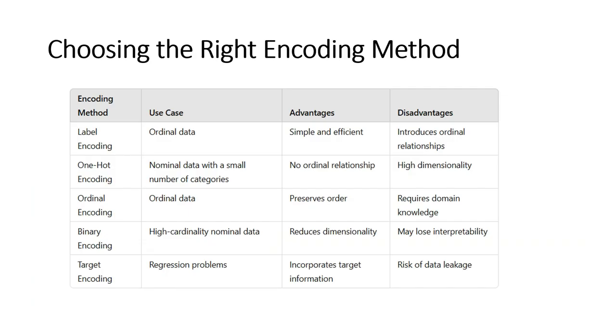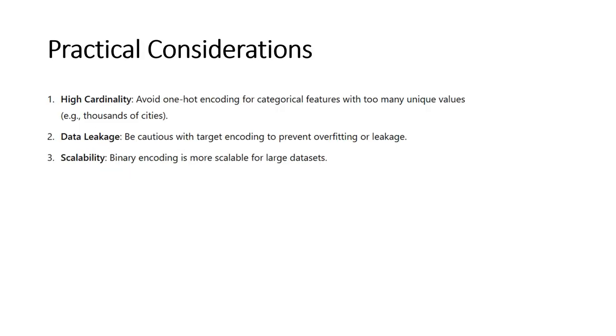After watching this, you have now learned all the encoding techniques practically and theoretically. So how can you choose the right encoding method? Just pause the video and read the slide. There are also some practical considerations in there, so read them too. Let's move to the next topic, which is feature selection.